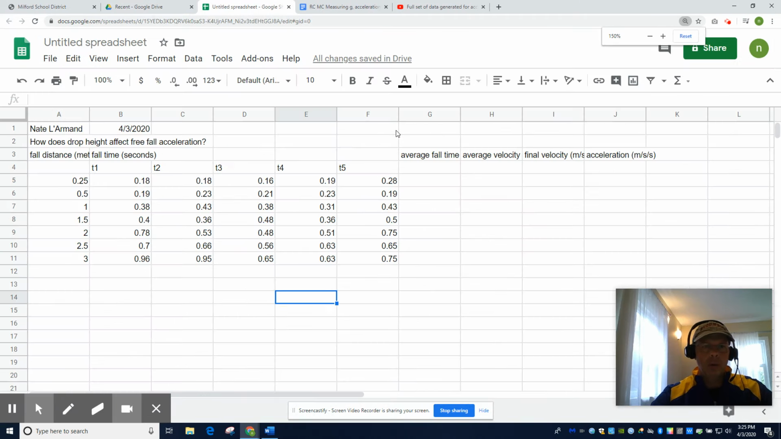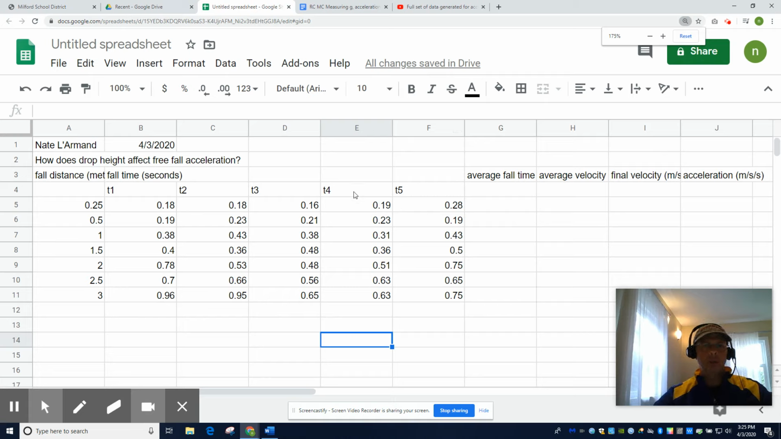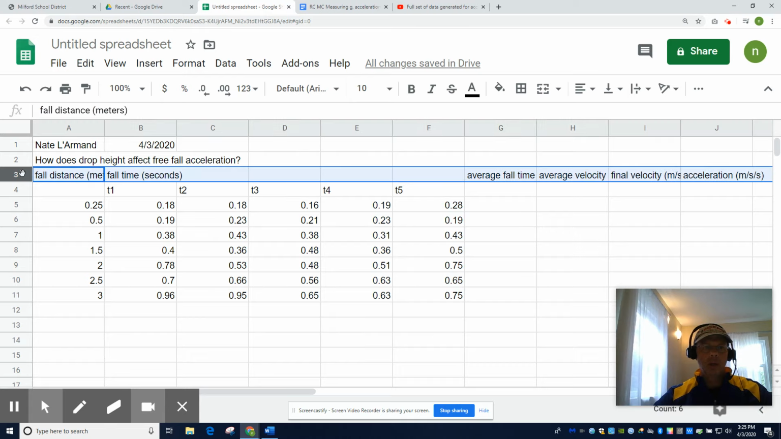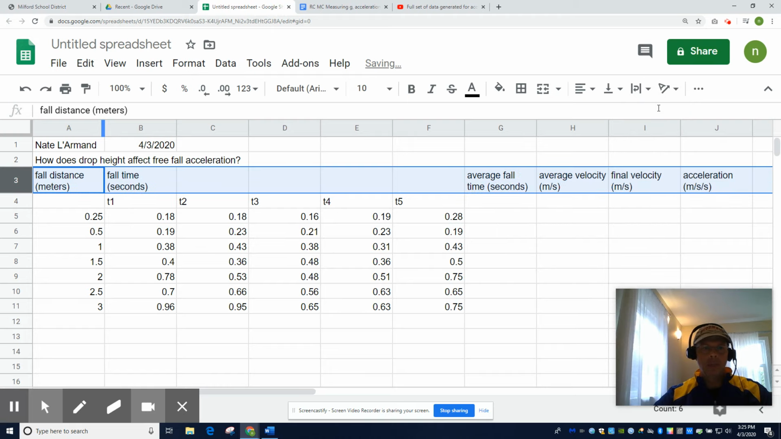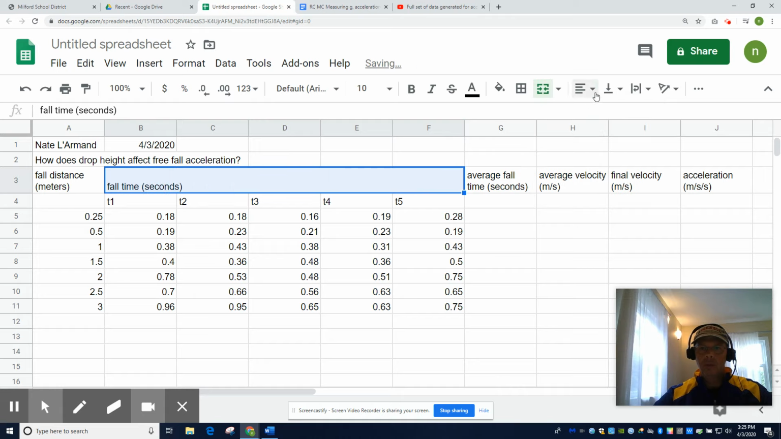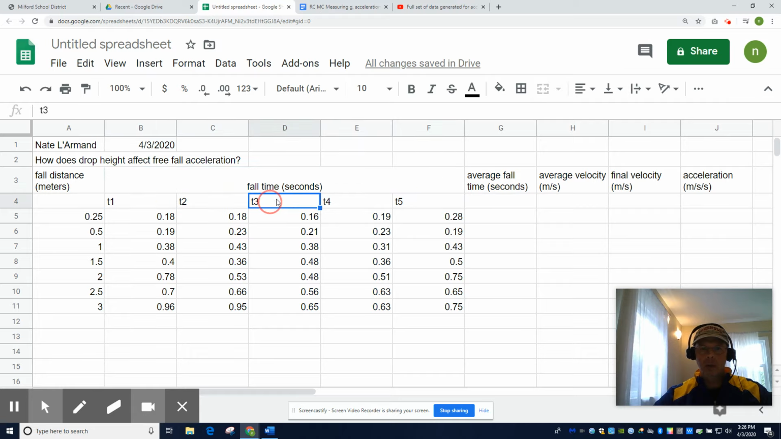All right, so I've already sort of started the spreadsheet. Here is fall distance measured in meters. And let's wrap text. Where's the text wrapping? Here we go. There we go. Let's merge and center this. Merge horizontally. Let's center that. There we go. Okay, so fall time is in seconds, and then we have our individual times.